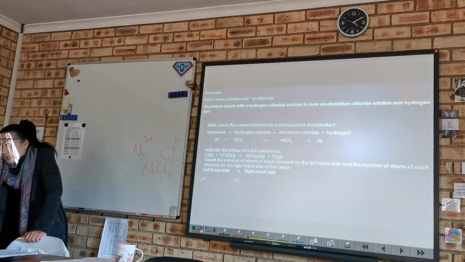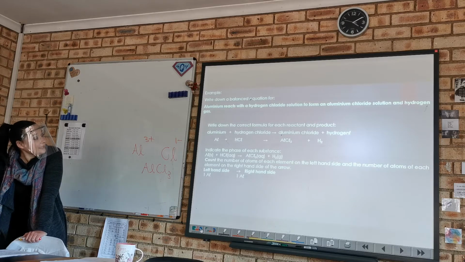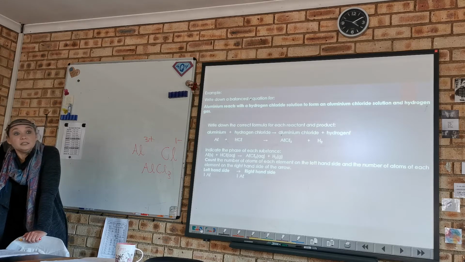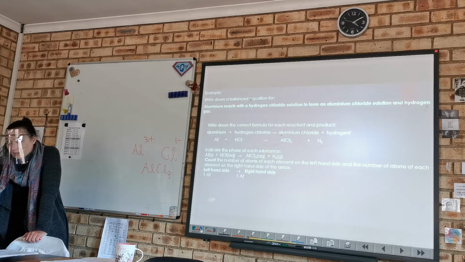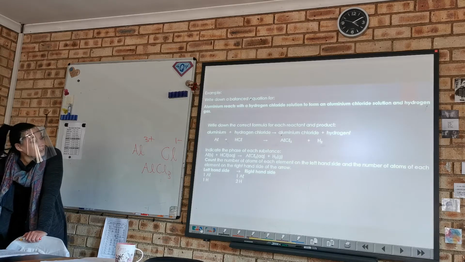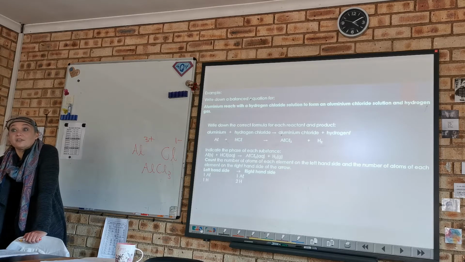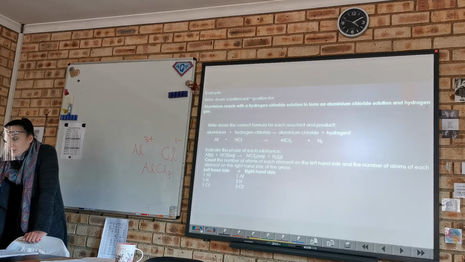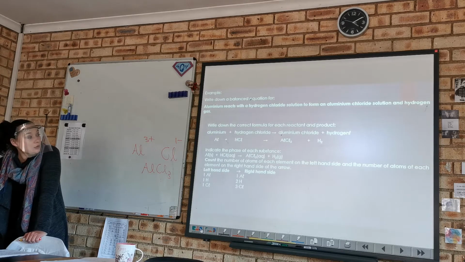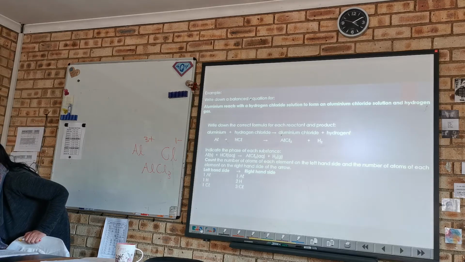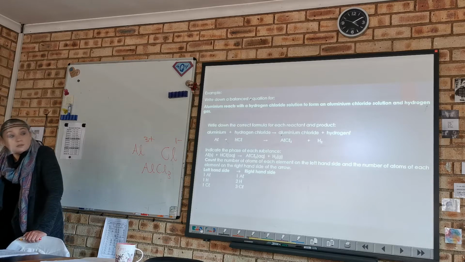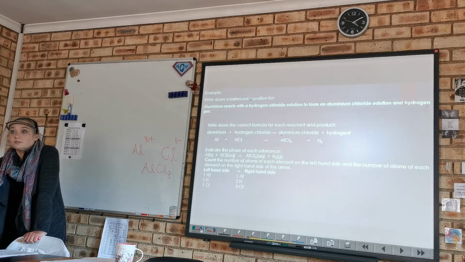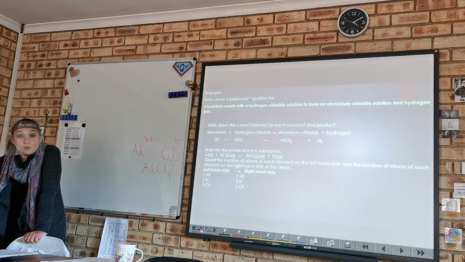So, left-hand side versus right-hand side. I've got one aluminium on the one side, one aluminium on the other side. Yes? I have one hydrogen on the one side, but 2 hydrogens on the other, which is a problem. Agreed? And then I've got 1 chlorine versus 3 chlorines. That's a problem, don't you think? Okay. So let's pause there for a moment.